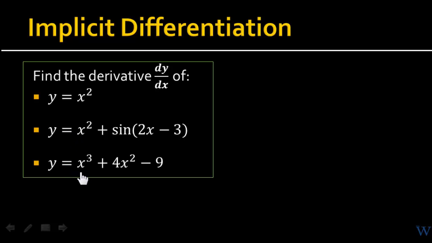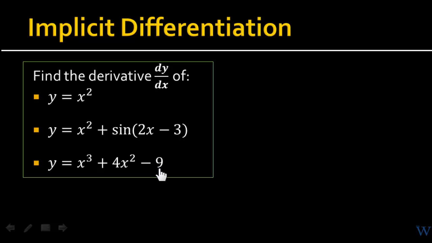What about this? Oh, you should be experts now. You know how to take the derivative of a polynomial using the power rule and the sum rule and all that. So y prime here would be what? 3x squared plus 8x minus 0, because the derivative of a constant is 0.